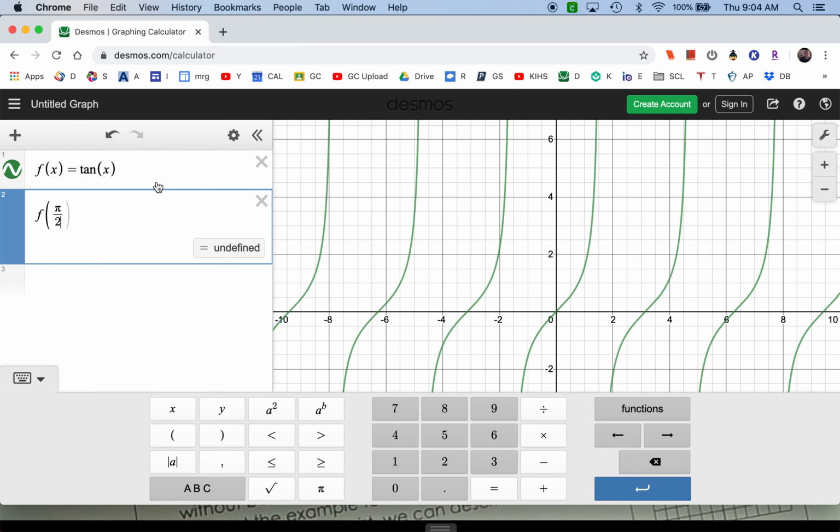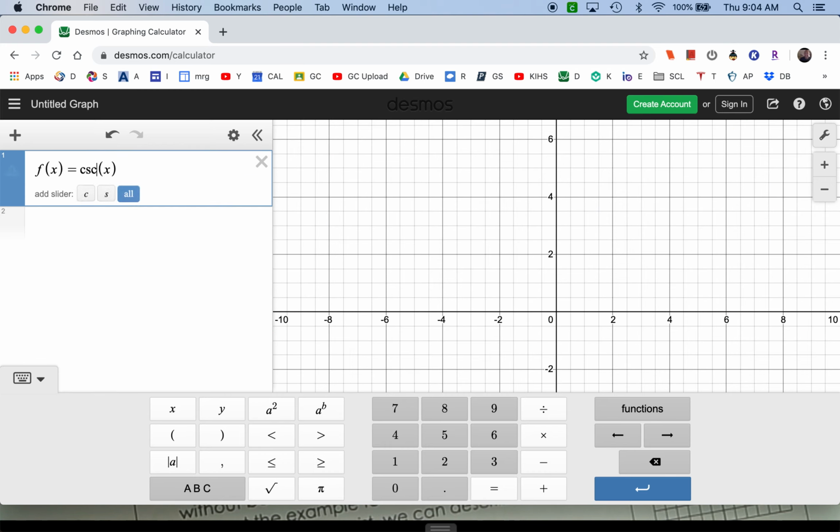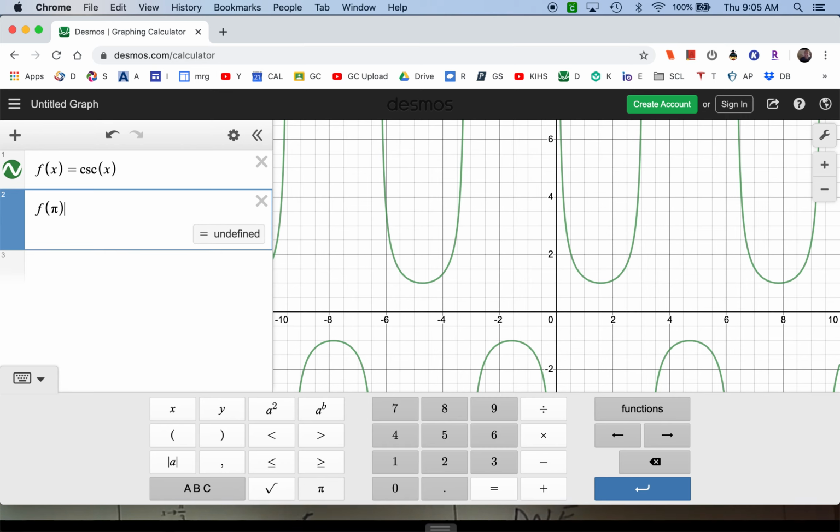And if I do the same thing for cosecant, so if I type in CSC, or you can go and do it a different way, that's the quickest way. And then again, if I type in the value as x approaches pi, again, I want you to notice the value is undefined. That means that happens at an asymptote. So at pi, there's an asymptote. On one side, it goes up forever. On the other side, it goes down forever. Therefore, at the asymptote, it does not exist.